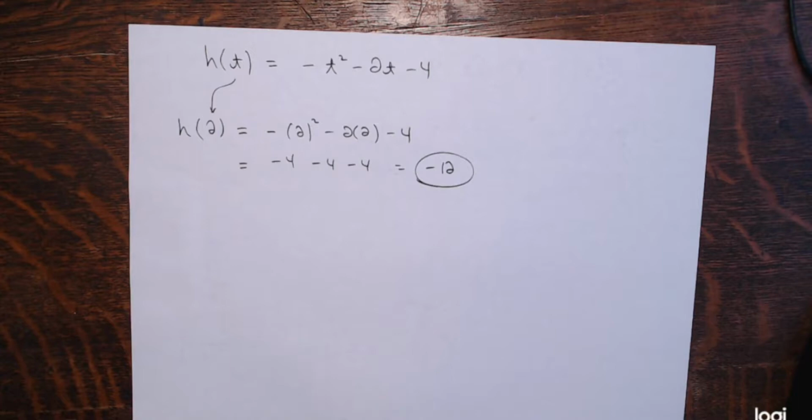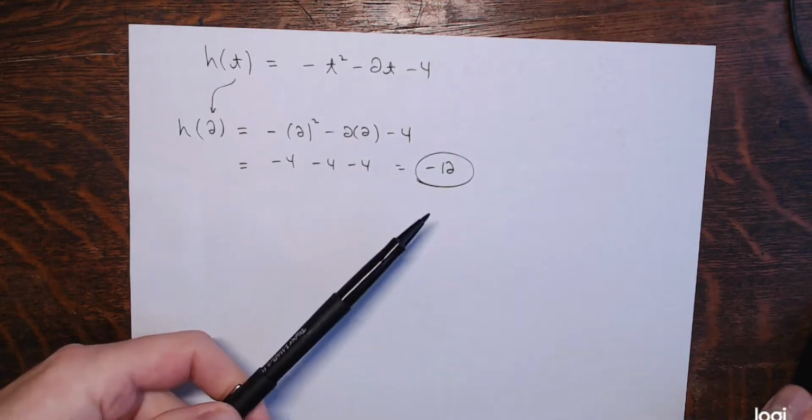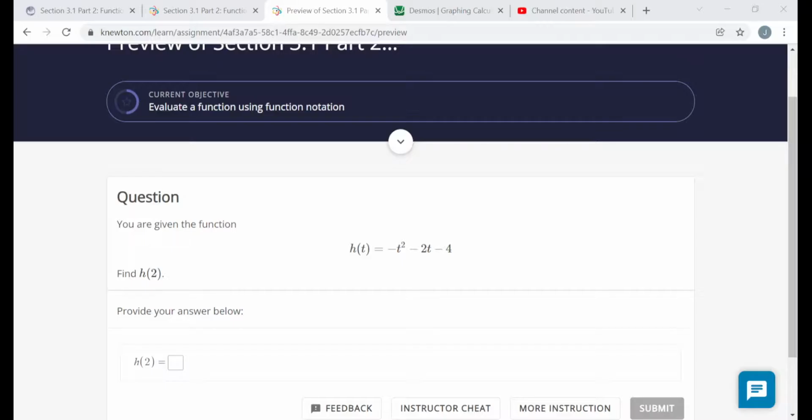Okay, so that's all they want. The output when the input is 2. That'd be a -12.